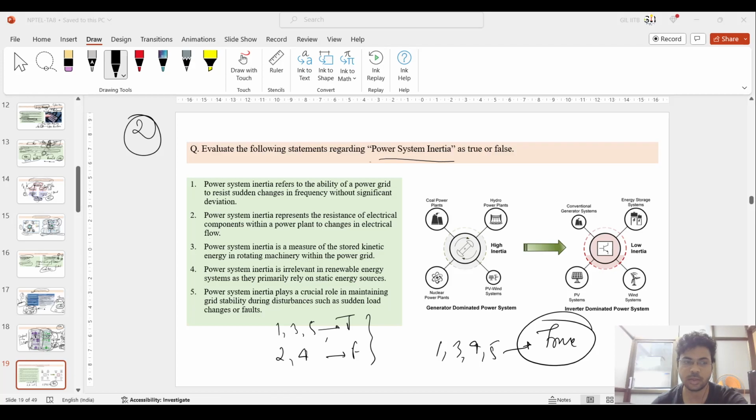We will study this also in the further slides. We have certain components that show how this battery energy storage system and inverter based resources can provide this virtual inertia.